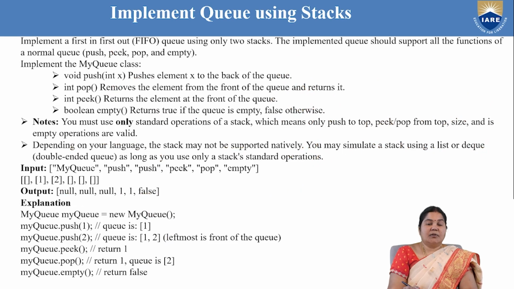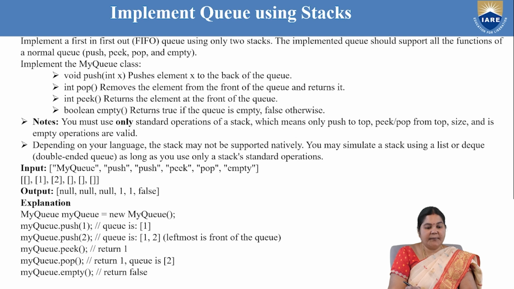Now, let us move on to another problem, implementing queue using stacks. Basically, a queue is a linear data structure where there are two basic operations: one is called enqueue and the other dequeue. Enqueue is nothing but inserting an element into the queue, and dequeue is nothing but deleting an element from the queue. And every queue has two ends: one is called the rear end, one is called the front end.